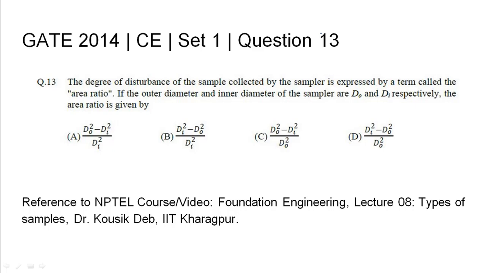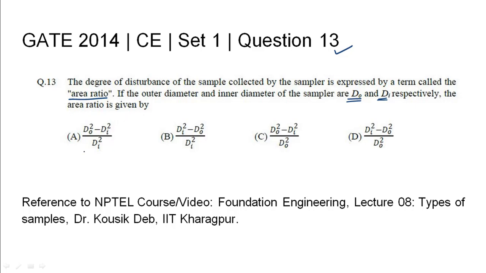GATE 2014 Civil Engineering Set 1 Question 13. The degree of disturbance of the sample collected by the sampler is expressed by a term called the area ratio. If the outer diameter and inner diameter of the sampler are d0 and di respectively, the area ratio is given by. Four options have been given.